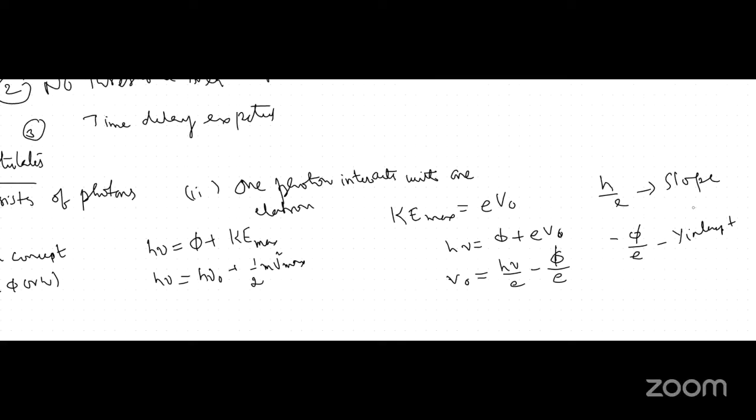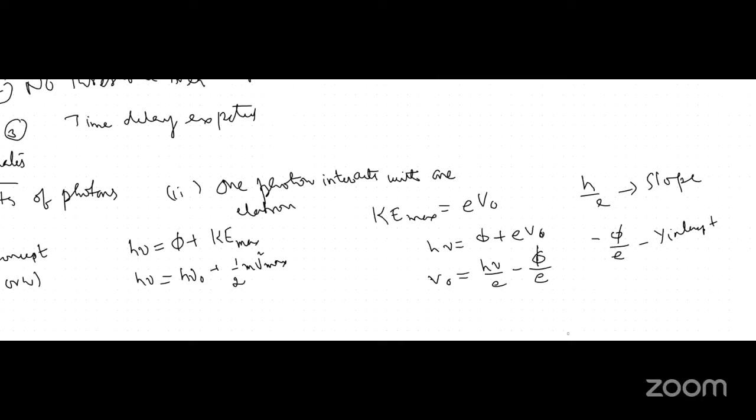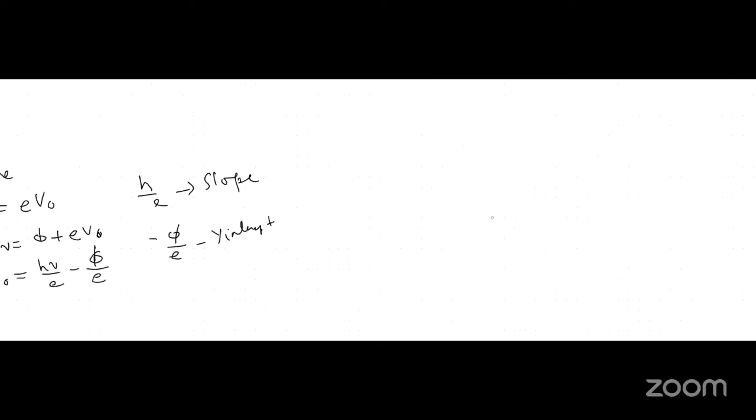If you look at Einstein's photoelectric equation, or Einstein's explanation of the photoelectric effect, in light of the experimental observations, the first thing we have is the threshold frequency.